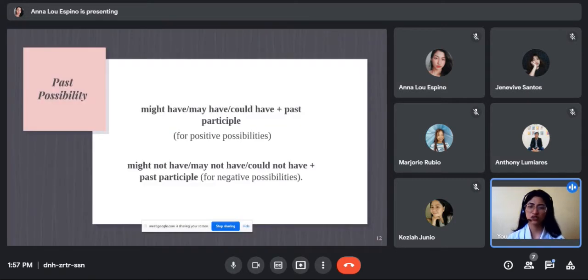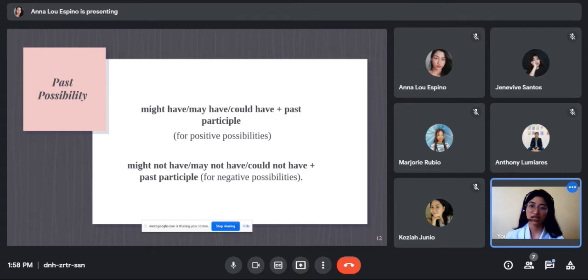Okay. Now, let's go to past possibility. For present and future, the pattern is modal plus the base verb. For past possibility, here is the pattern: the modal followed by the word have plus the past participle of the verb. Well, that is for the positive possibilities. On the other hand, to show negation, what you're going to add is the word not, right? So for negative possibilities, you're just going to use it like this: might not have, or may not have, or could not have, and again, followed by the past participle of the verb.